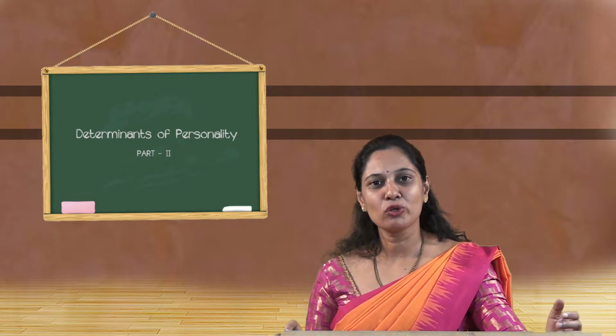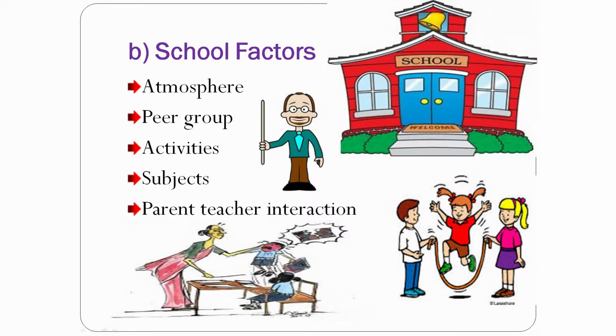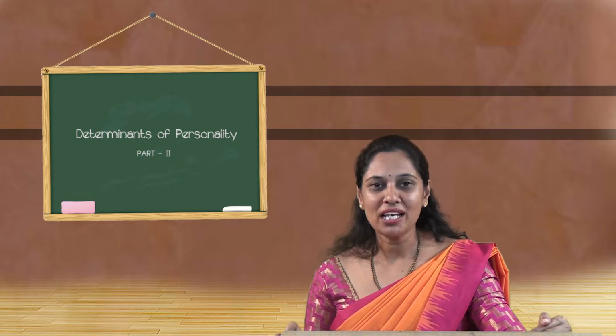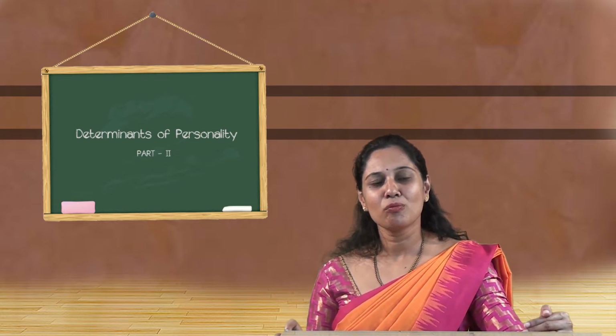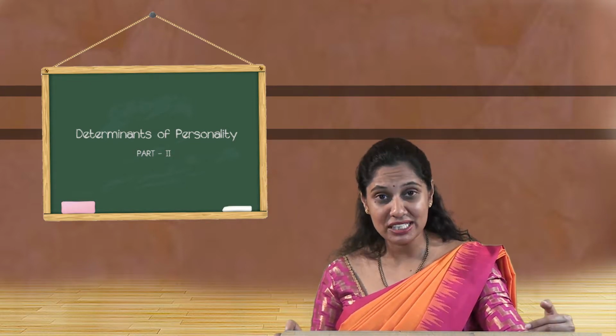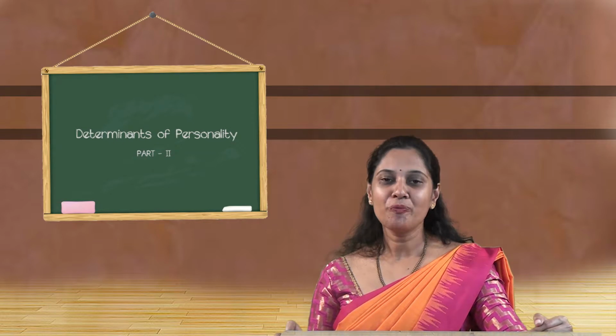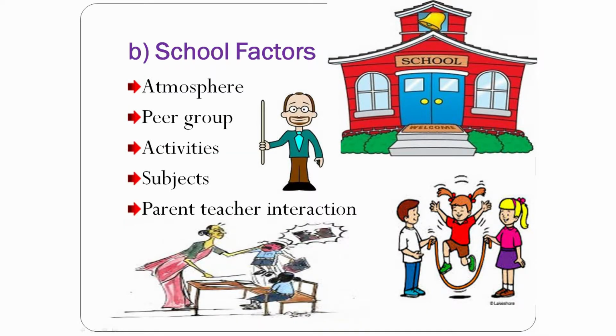Factors like the school atmosphere, the peer group, the activities in relation with the school, the subjects you study, and the parent-teacher interaction. All these are factors which deal with the school environment. You know that the values of a child are mostly set in schools. So it is the responsibility of a teacher to teach values to the student and to have a valuable life. And your friends also influence your personality. The nature of your friends, their appearance, their thoughts, their feelings and their behavior do influence your personality.